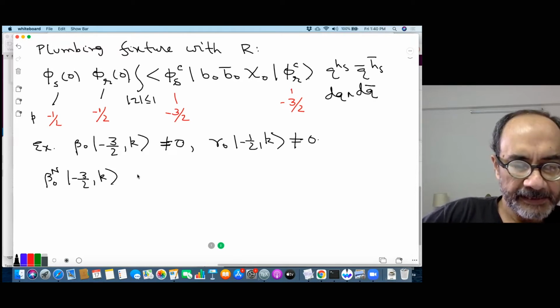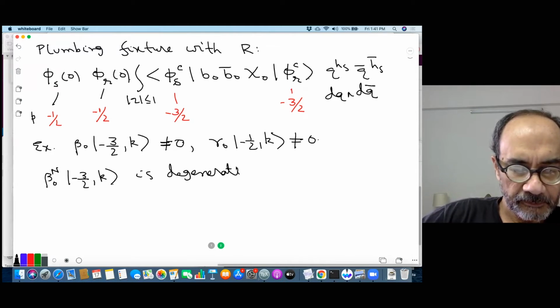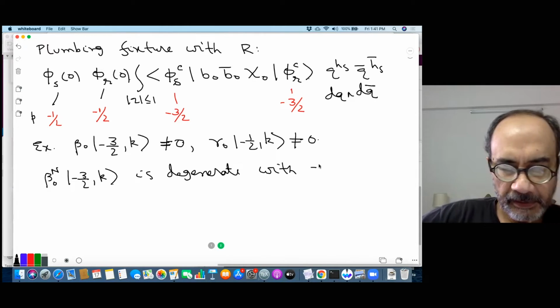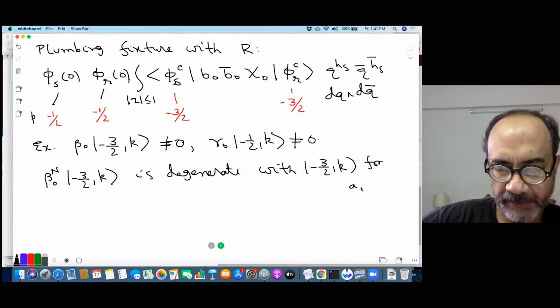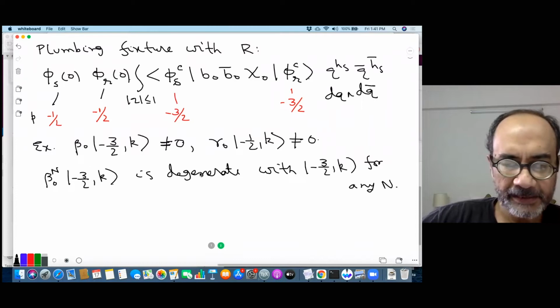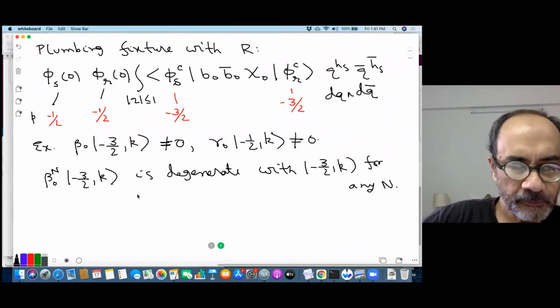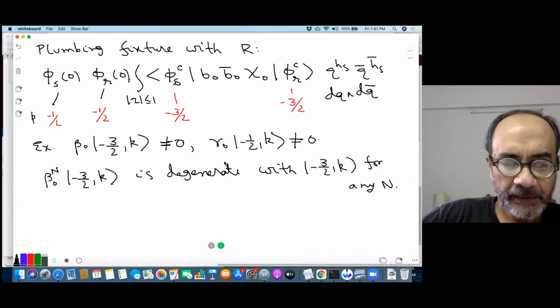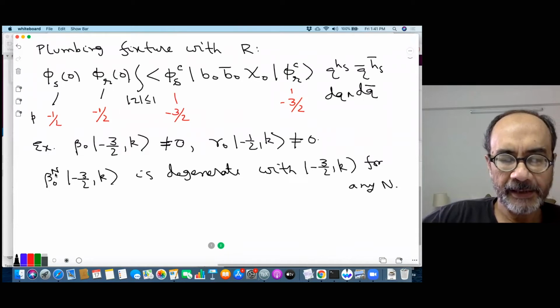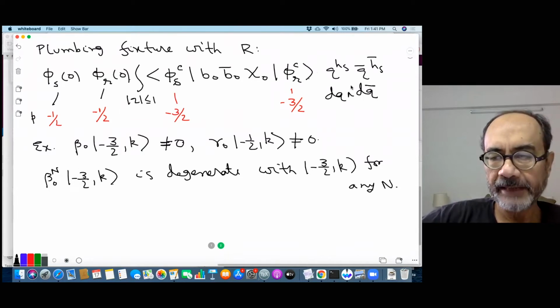This is degenerate with minus 3 half k, for any k, for any n. k is just there for keeping track of the momentum, otherwise it's not going to play any role. So this means that you have infinite degeneracy, infinite L0 eigenvalue, and that means that however large an n you take, these things don't get suppressed, because it remains the same power of hs.